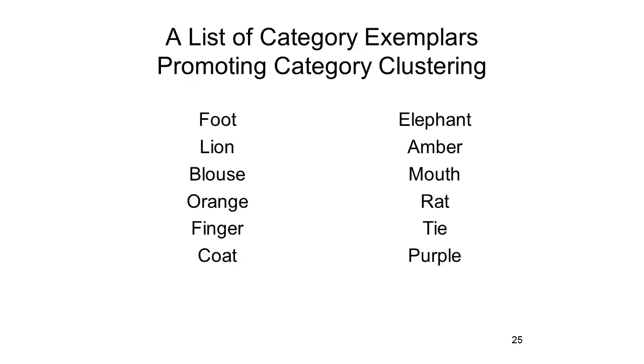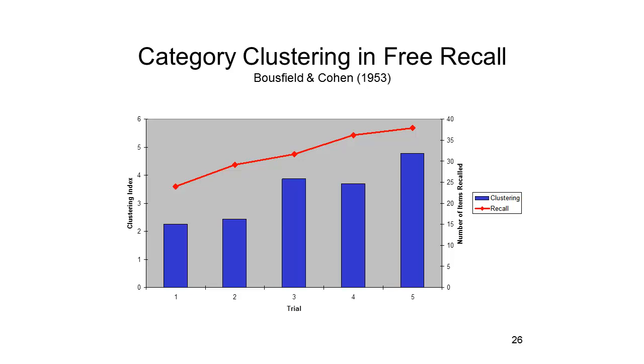So, for example, if we ask subjects to study this list, give them a distraction interval, and then ask them to remember the items in the list, they probably won't remember the items in the order in which they were presented. Rather, they'll probably group the body parts together, foot, finger, and mouth, and the animals, lion, elephant, rat, and the articles of clothing, blouse, coat, and tie, and the colors, orange, amber, and purple. The subjects will reorganize the list to put items that belong in the same category together. This is a phenomenon known as category clustering, grouping items according to shared category membership.